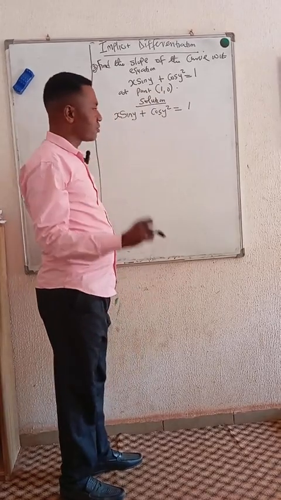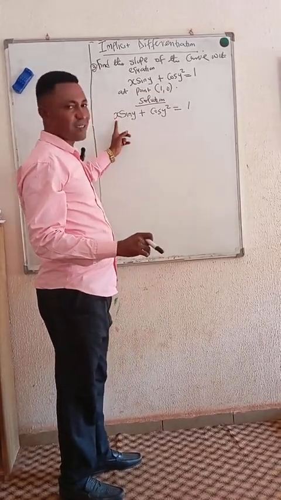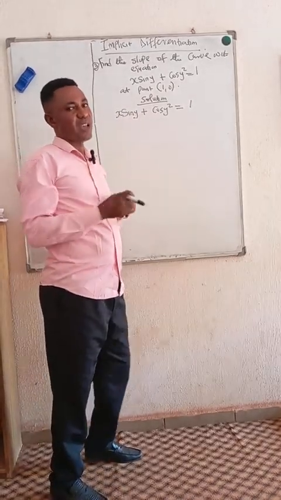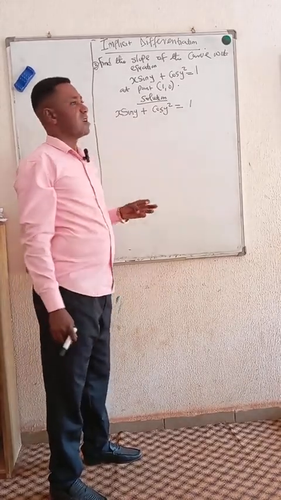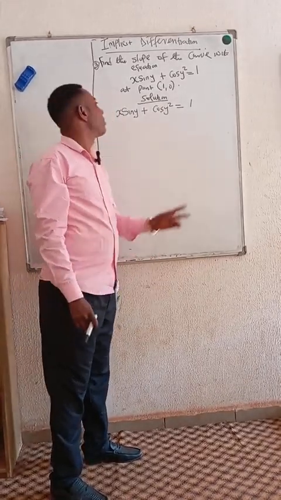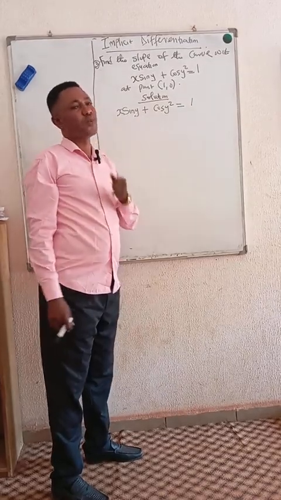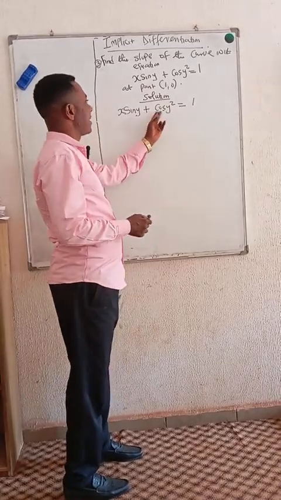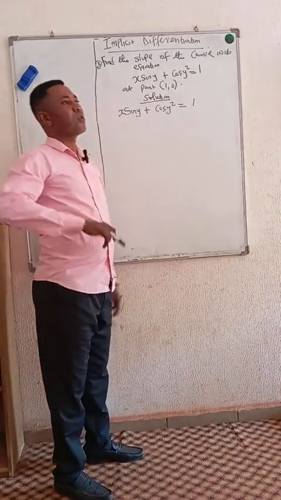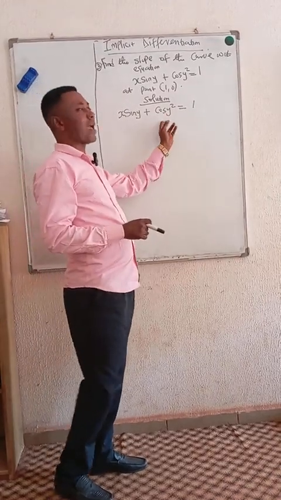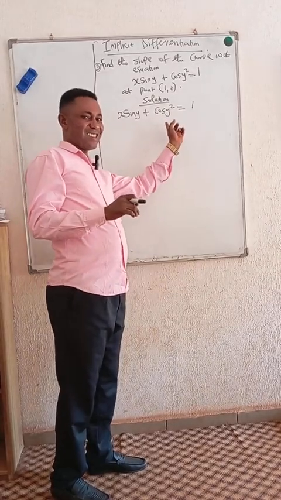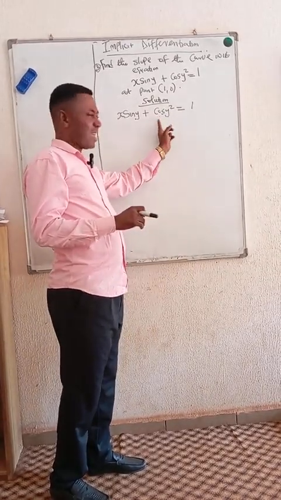So what are we going to be doing now? Look at this critically. In x sin y, there are two factors being multiplied together: we have x and we have sin y. So we are going to be using the product rule to differentiate these two. And then here, this is cos y², where we are differentiating with respect to y, but we are going to be using the chain rule.